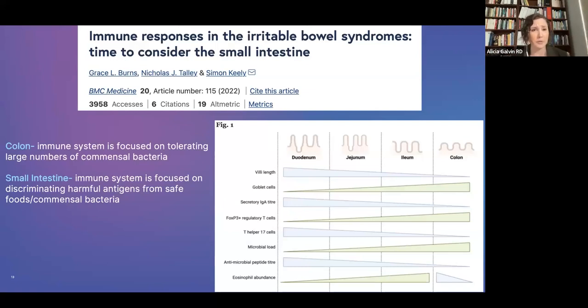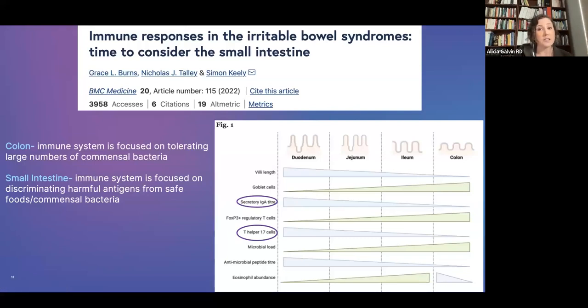Is it a Campylobacter bacteria? That's not okay. And so it's trying to constantly discriminate between what do I want to digest and absorb and what do I want to have the immune system try to deal with. So if we look at this chart over here, we can see the villi length, the goblet cells, but definitely certain things like secretory IgA levels, much, much higher in the upper part of the small intestine, and it decreases as you get to the colon.